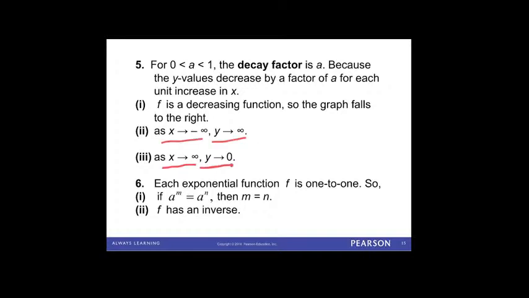So then we have each exponential function f is 1 to 1. 1 to 1 means that every x corresponds to exactly 1 y. You don't have 1 x corresponding to 2 y's, right? So every x corresponds to exactly 1 y. So given two different y values, that should guarantee that we'll have two different x values, right? You don't have two different y values corresponding to the same x, right?